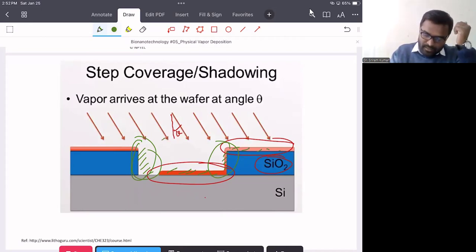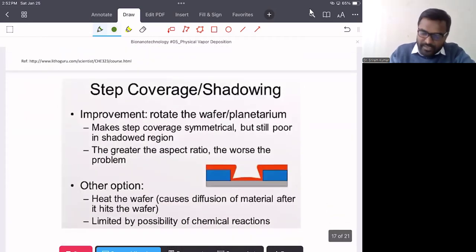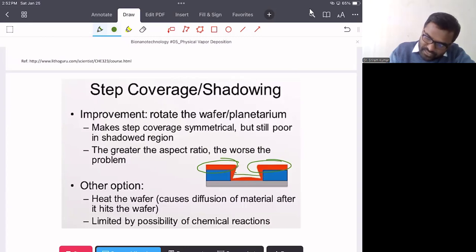In that case, there may be deposition of the material on that surface. But then we may get another challenge: here we get a very thick deposition, and here we get very little. That is, the deposition is not homogeneous at this particular site. It's because of the shadowing of this area by the upper areas.